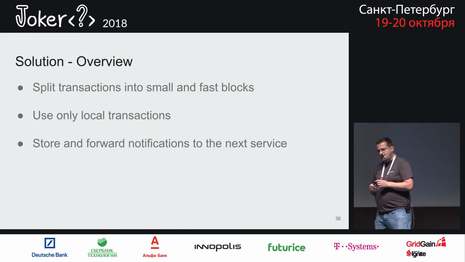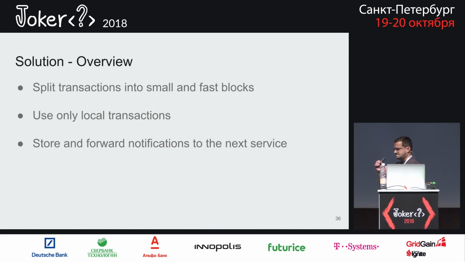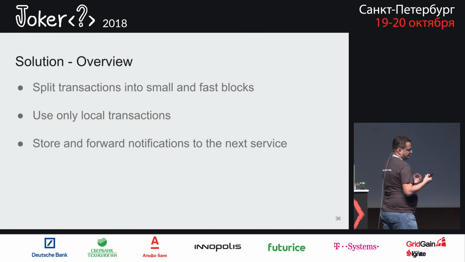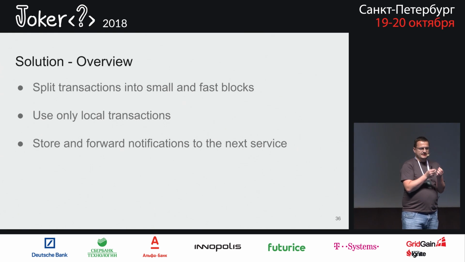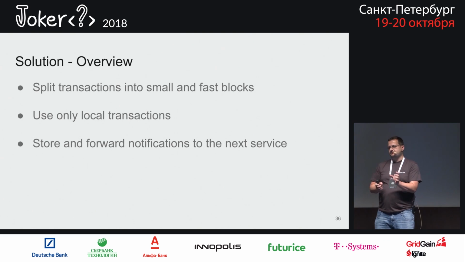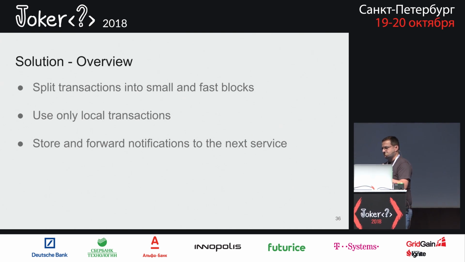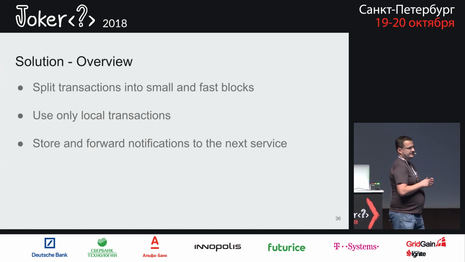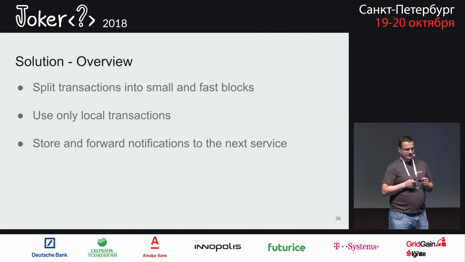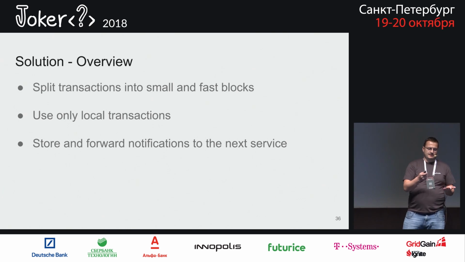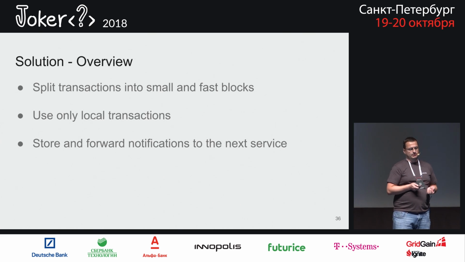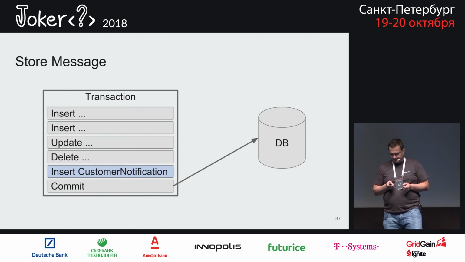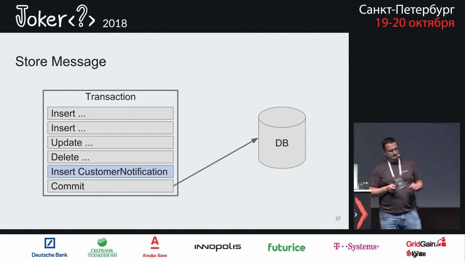Once this transaction is completed, it stores the fact that this transaction has been completed together with a unique ID, which uniquely identifies the transaction that just happened in the system, and then forwards this as a notification to the next service. So it's a classical store and forward thing. And to store the notification, as I said, we use the Kafka broker, for higher throughput.